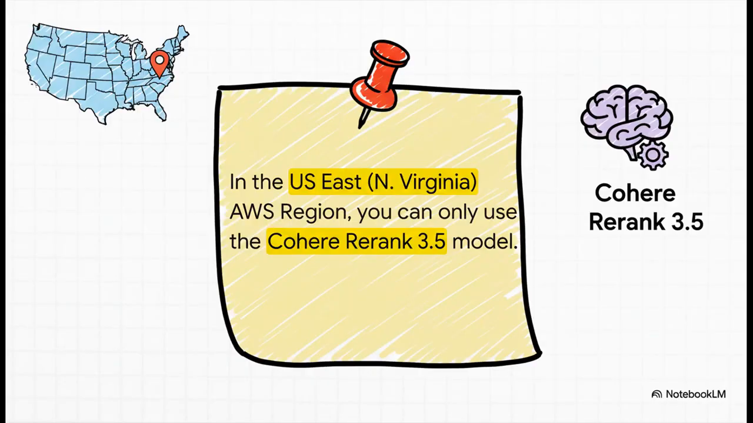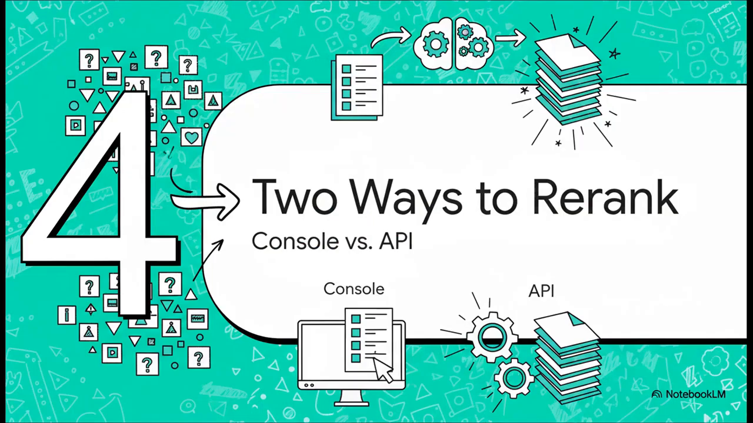Now listen up, because this is a really important pro tip. If you're building in the very, very popular US East Virginia region, you've got to take note. Your only option for a Reranker is Cohere's model. This is one of those little details buried in the docs that can save you a ton of time and headaches down the road. Great, so we know the models, but how do we actually use them?